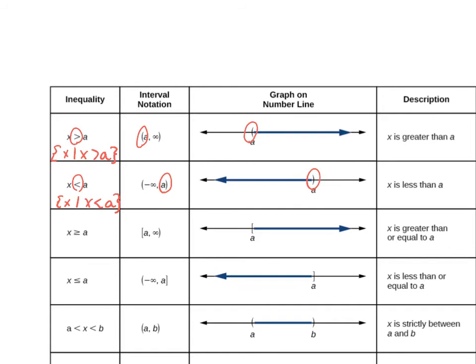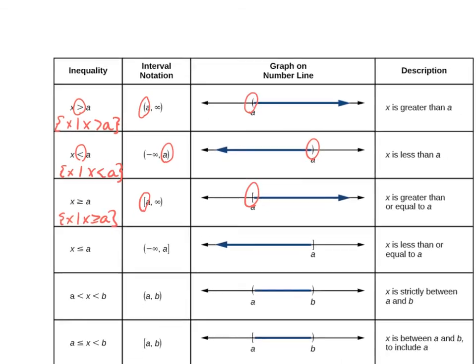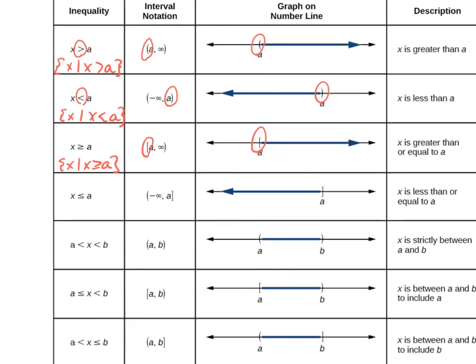Now when we go to the next one, we have the equality. So we have x such that x is greater than or equal to a. And because we have the equality, we have a bracket. So we put a bracket on the interval and we put a bracket on the number line. When we look at our next one, we have the less than. So x such that x is less than or equal to a. And again, you're going to see the bracket, because we get to include a, whereas the previous two we weren't able to include a.